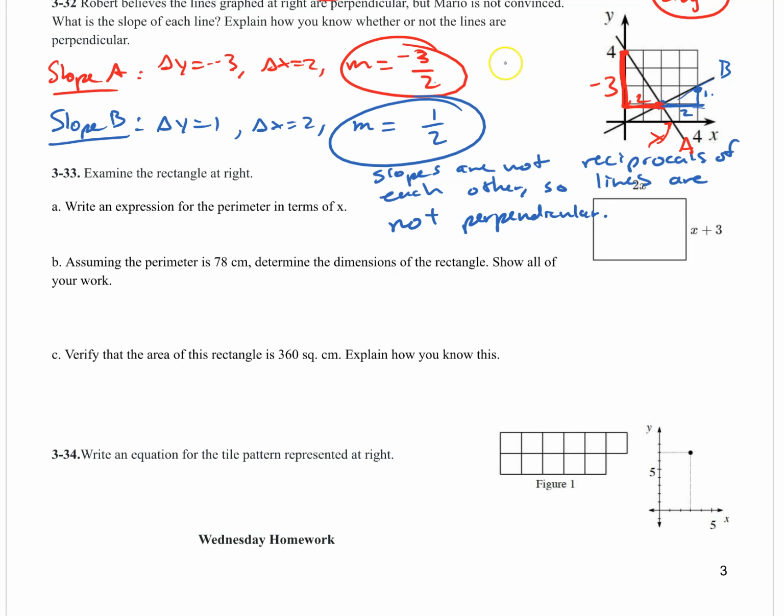-3 over 2, that would have to be 2 over 3. That would have to meet a slope of 2 over 3 to be perpendicular. But this is not 2 over 3, so not perpendicular.